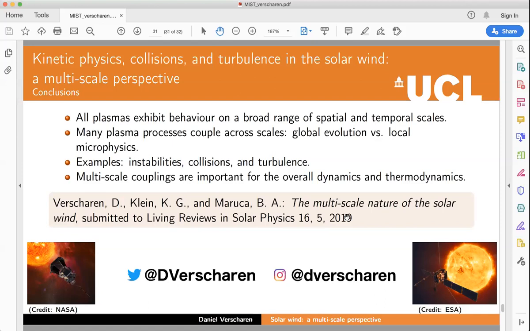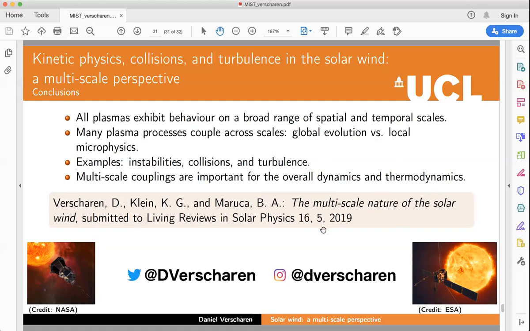Some examples that are presented are instabilities, collisions, and turbulence, just to illustrate what they're doing. And here's also the reference for the article. If you want to know more about any of these topics, we also have a dedicated section on the in situ measurement of these processes in space plasmas, and a further discussion of the fundamentals of kinetics, so I would refer you to this article. Here it says submitted, but it's not submitted anymore. It was published in December.